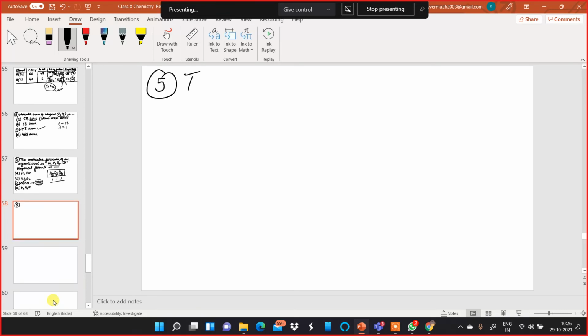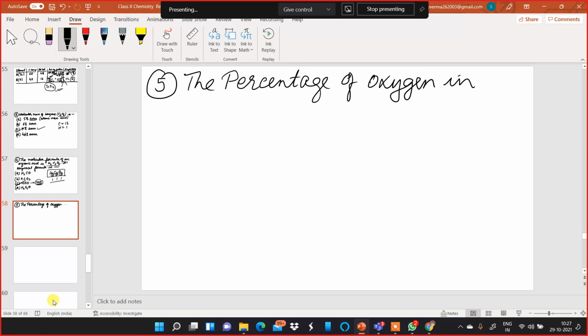The percentage of oxygen in magnesium nitrate crystals. Don't worry, I'll give you the formula of magnesium nitrate crystals. The formula will be given in the examination also.